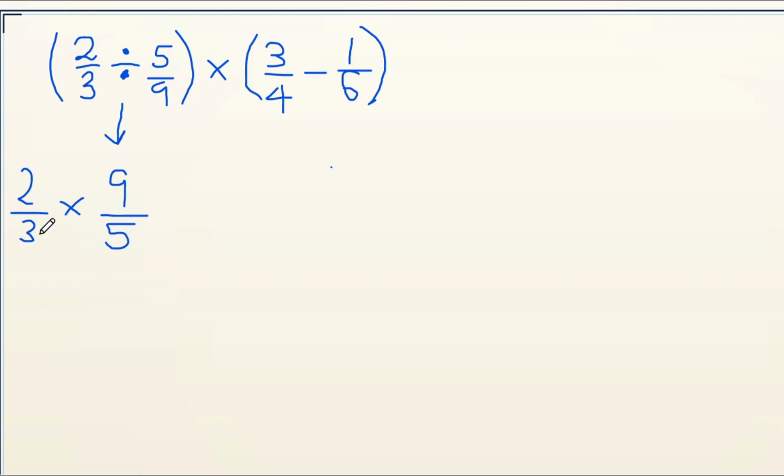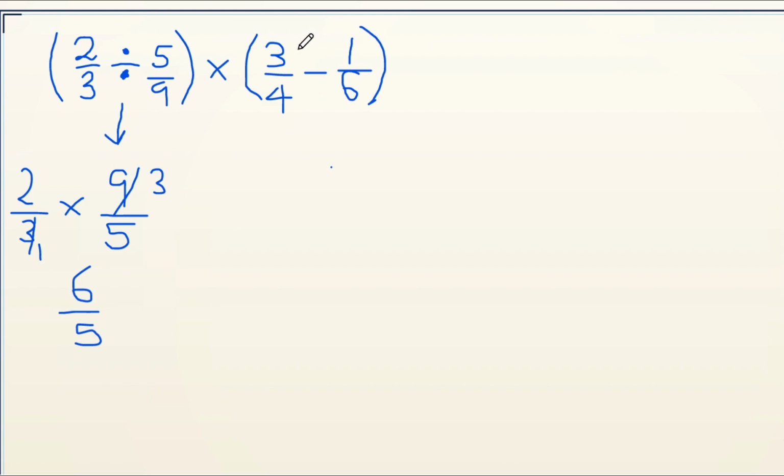Okay, and then the next thing I will do, you will see that I have 9 and 3 here, so I can cancel out. Because 3 here will give me 1, and 3 here should give me 3. So for the first one, I would have 2 times 3 to be 6 over 1 times 5 to be 5. And then I'll move to the next one.